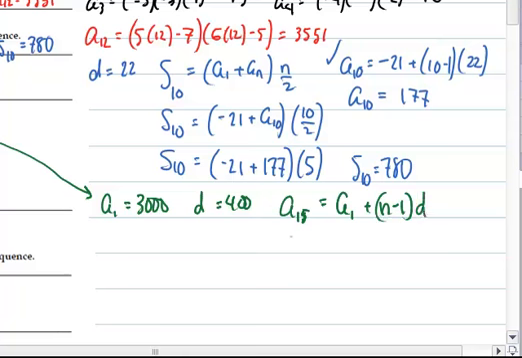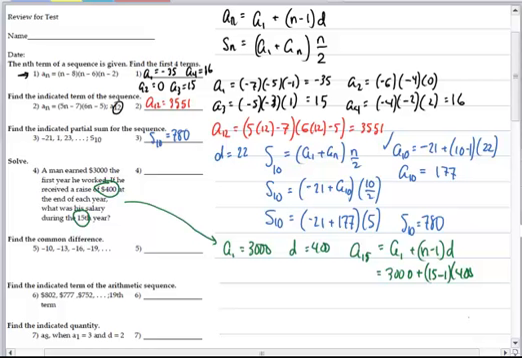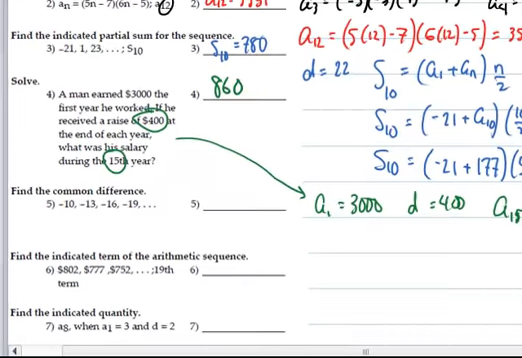So we put in 3,000 plus 15 minus 1 times 400. And we find out that he's earning $8,600 in his 15th year.